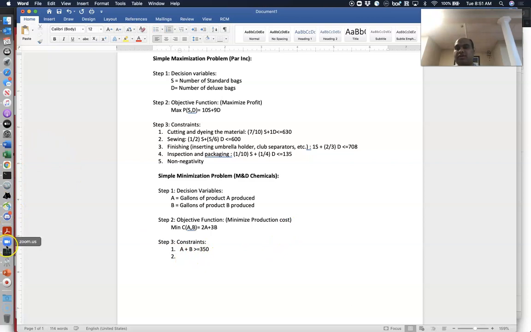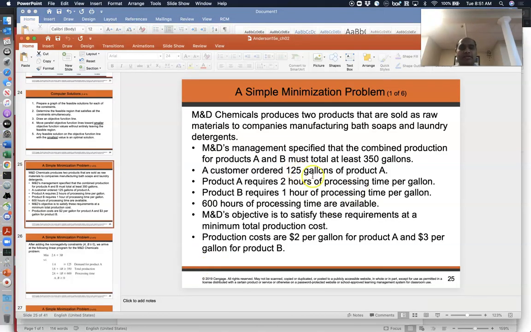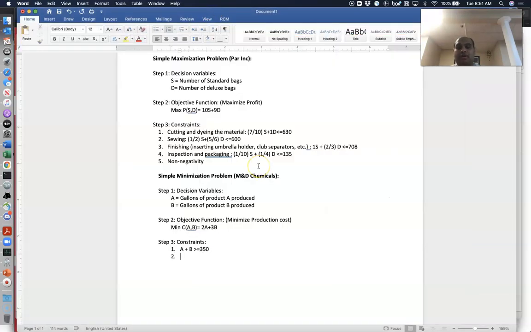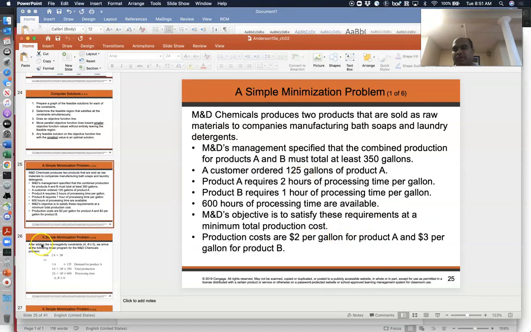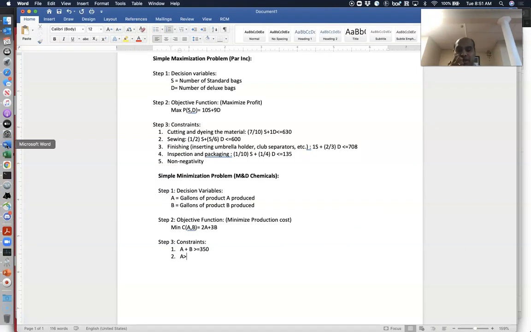Now the next constraint is you have to produce at least 125 gallons of product A because a customer has ordered 125 gallons of A. You might produce more and be able to sell it, but you have to produce a minimum of 125 gallons of A. So A by itself has to be greater than or equal to 125, right?